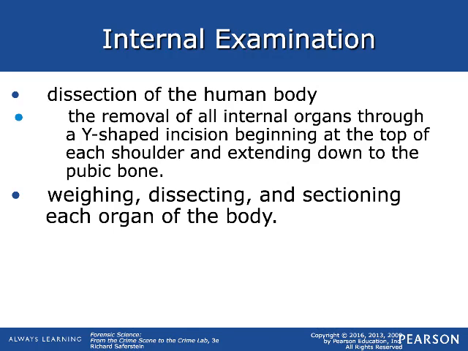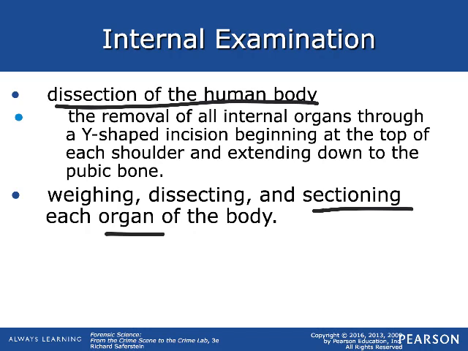Okay, now the internal examination, it's basically they're going to dissect the body. So basically what they're going to do is a Y cut. So the Y-shaped incision starts up at the shoulder bones, and then they're going to cut all the way down to the pubic bone. And they're going to take out and examine each of the organs. They're going to weigh the organs, dissect them, and section them. Sectioning them means they're going to take thin slices of them so that they can look at them with the microscope.